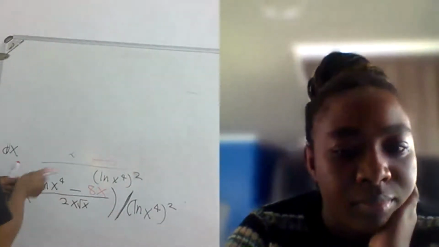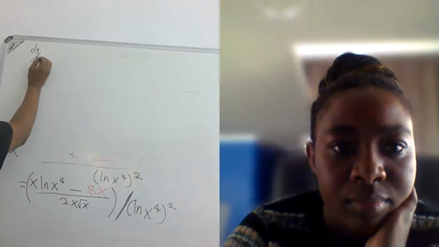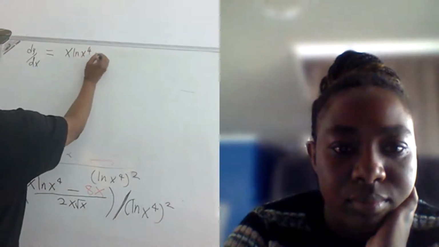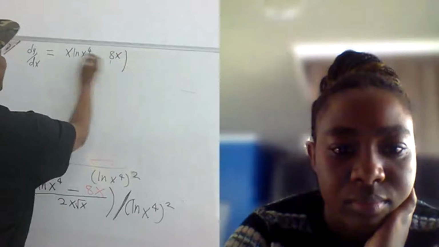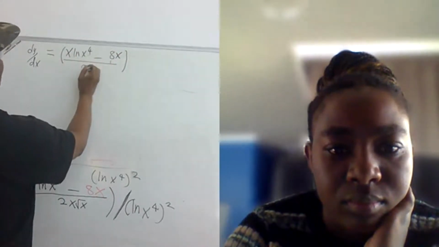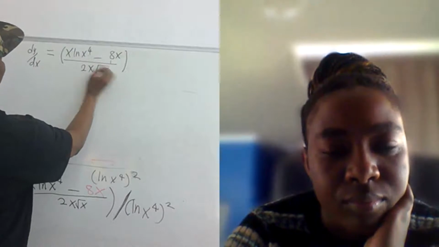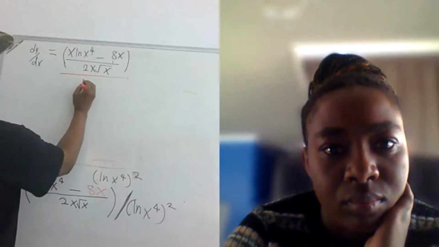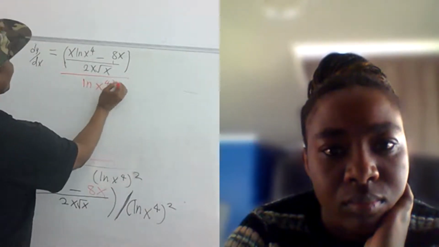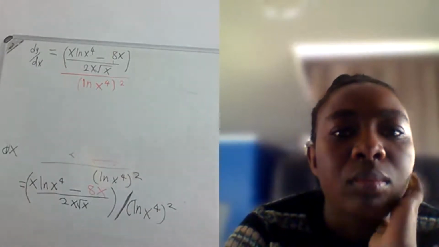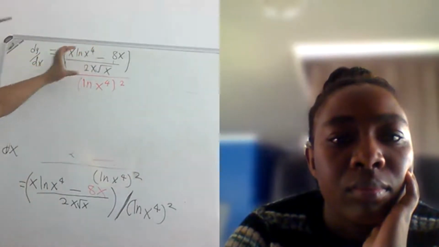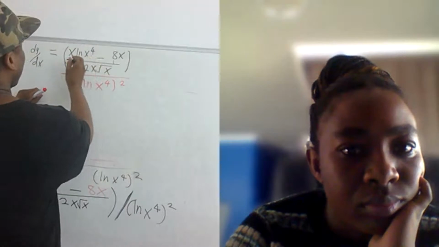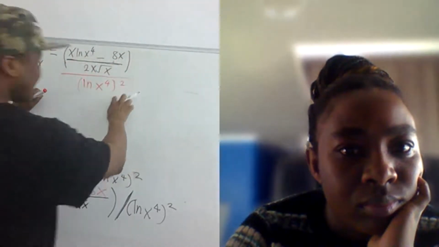So this one we had, let me rewrite it again. It was dy over dx equal to x ln of x to the power 4 minus 8x over 2x square root of x, but all this stuff was over ln x to the power 4 squared. Can you get the picture there? It's like we got fraction over fraction, fraction over number. You know why I say fraction over number? Because this is like one thing, remember, right? This is like A over B over C.